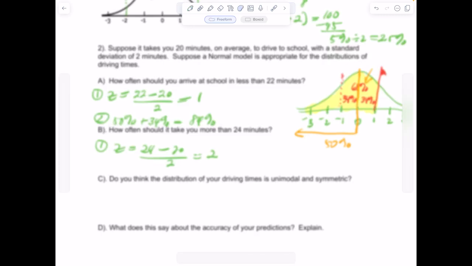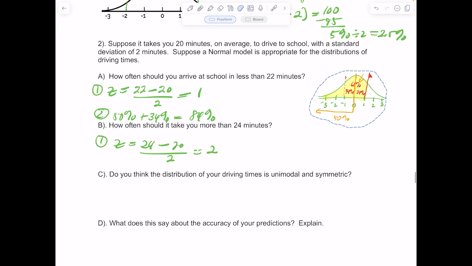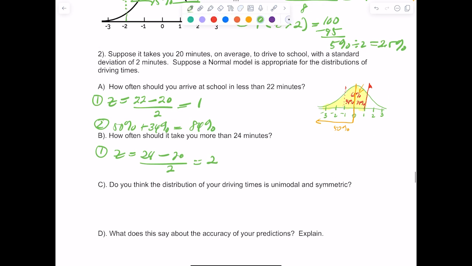So let me draw a new picture for you. Okay, there's your normal model. Here's 0. And I know that I am now 2 standard deviations out. I apologize, my marker is acting up. Okay, so there's 2 standard deviations out. We already remember the empirical rule, right? If you go 2 standard deviations above or below, it's 95% of the data. We've seen this before. That leaves 5% total on either side, right? So 5 divided by 2 is 2.5.